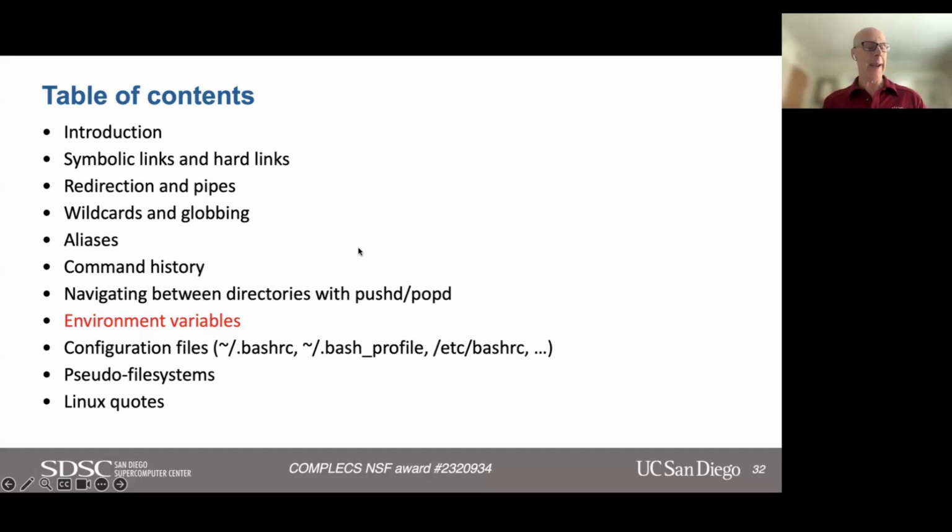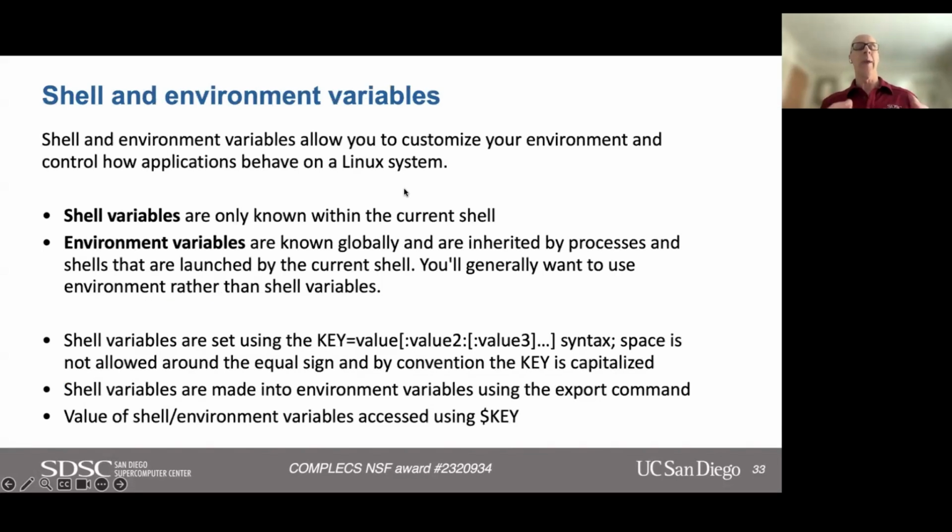All right, so now we're going to look at environment variables. So we have shell variables and environment variables, and these allow you to customize your environment and control how applications behave on a Linux system. Shell variables are only known within the current shell. Environment variables are known globally and inherited by processes and shells that are launched by the current shell. You're generally going to want to use environment variables rather than shell variables, and I'll show you a few examples in the next couple of slides.